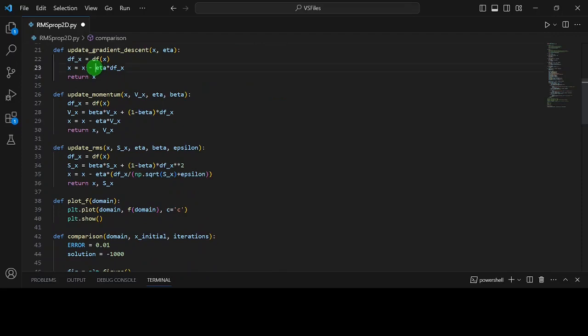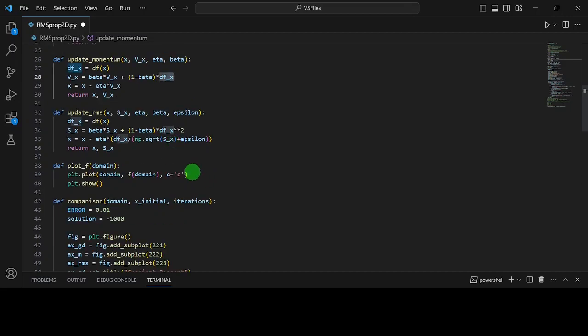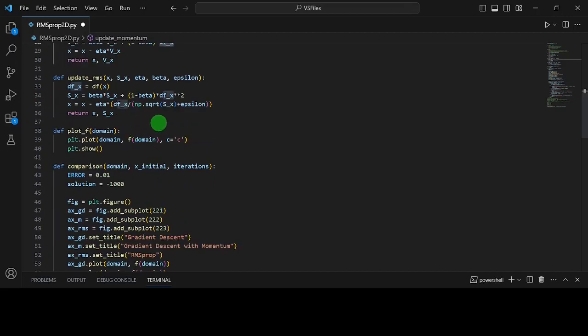with gradient descent, it's multiplying just the gradient, but with momentum, for example, it's also multiplying Vx. So it's multiplying the entire Vx, which is the previous Vx and the gradient. And for RMSprop, it's multiplying all this stuff here, the gradient divided by the square root of Sx, and Sx is this one here.